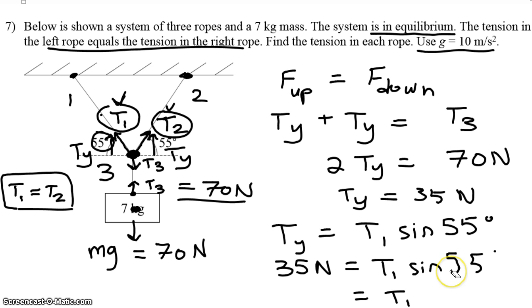And what do we get as our answer when we calculate? About 43 newtons. 43 newtons is the tension in T1, in rope 1. And because T1 equals T2, 43 is also the tension in rope 2.